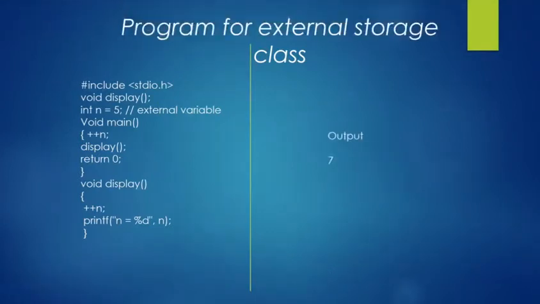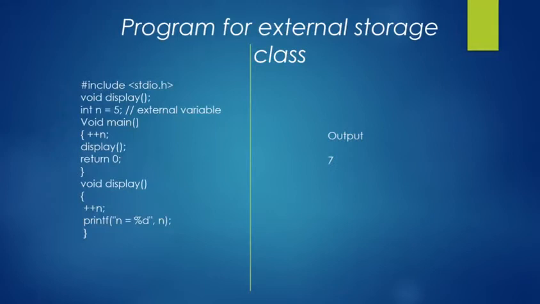As we see, we have no need to declare this variable inside the main block and the display function. It gets directly accessed without causing any error, as this variable has existence throughout the program and is called a global variable. In the output, the latest value of n, 7, is printed.